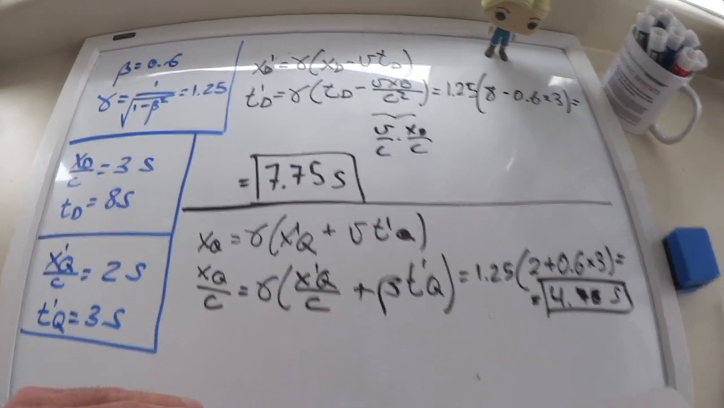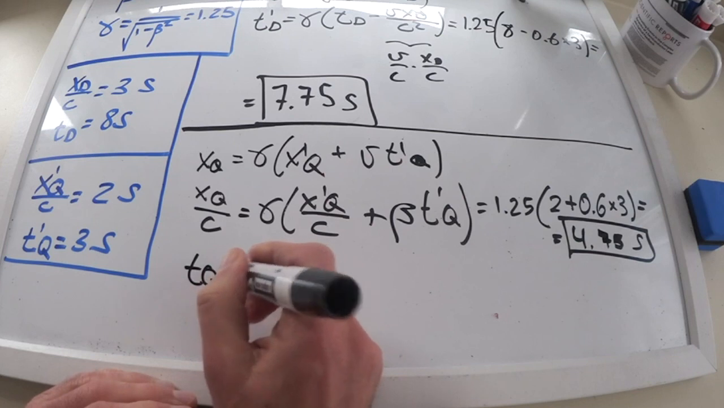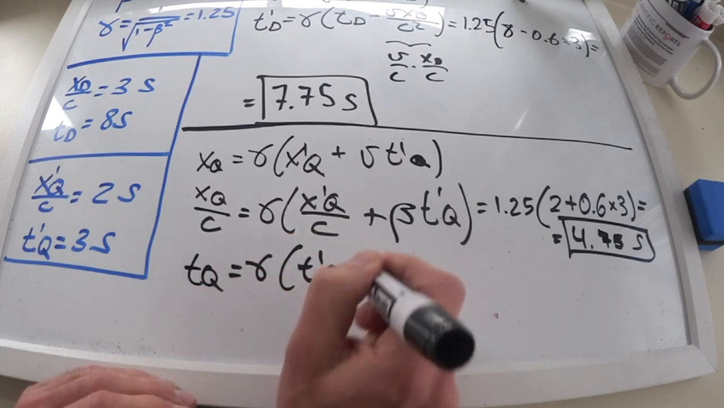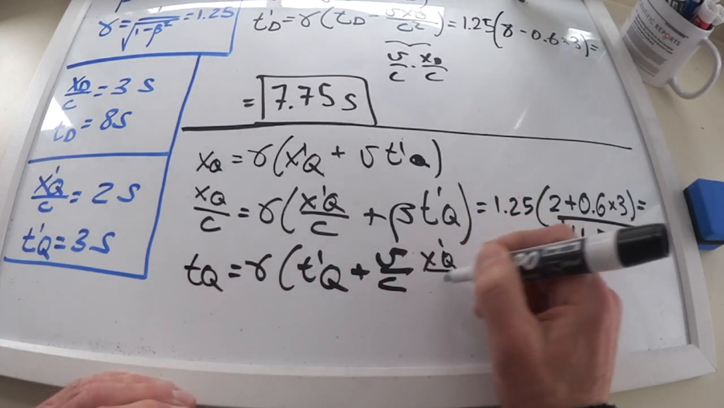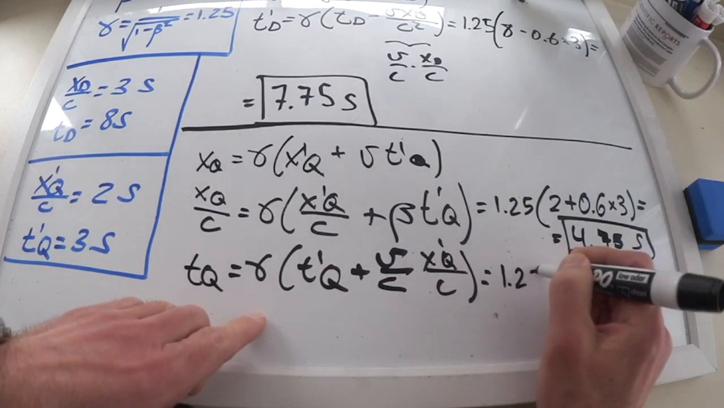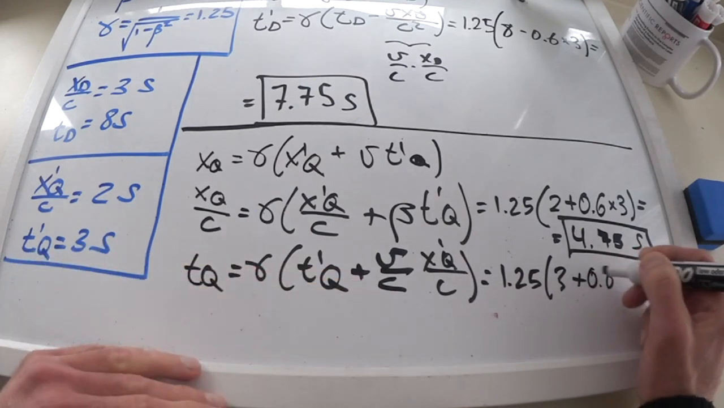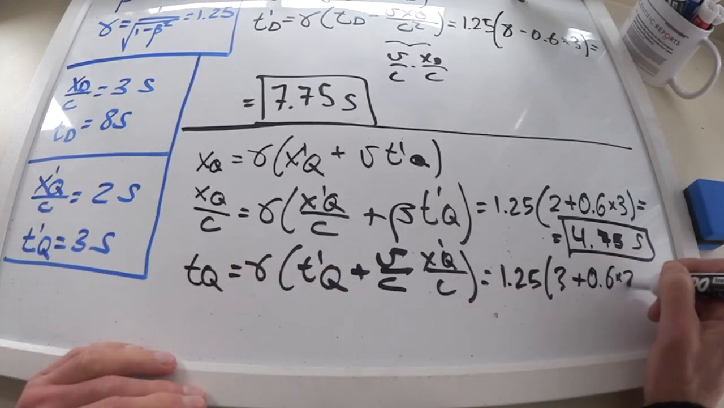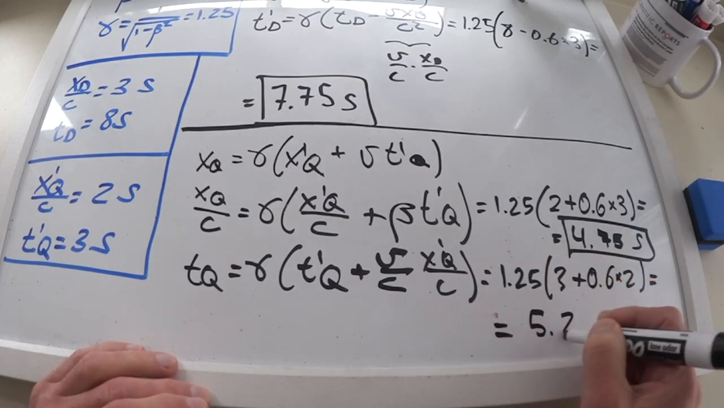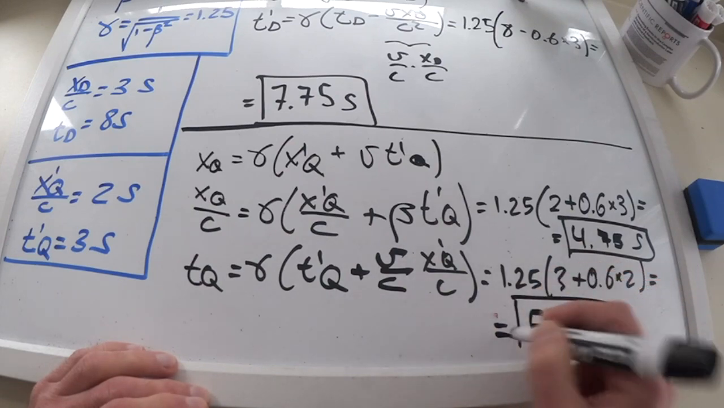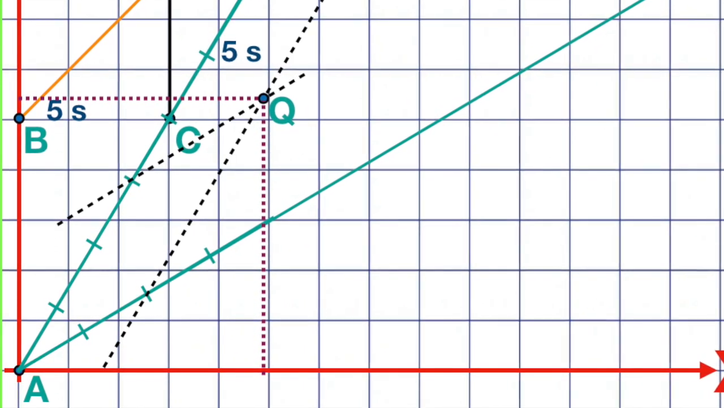Now, in order to find the time, t_Q is gamma times (t'_Q plus V over C times x'_Q over C). Again, 1.25 times (t' 3 plus beta 0.6 times x' 2 seconds). This gives us, if you use your calculator, a time of 5.25 seconds, which is what we found using the spacetime diagram, Minkowski diagrams.